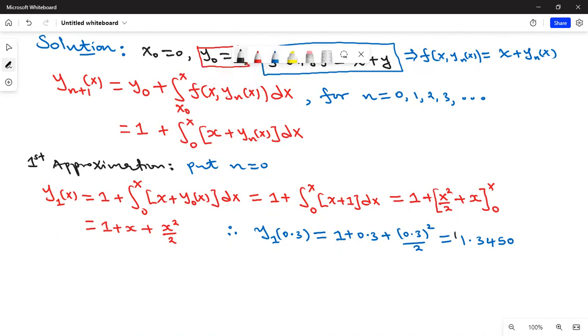So proceed to find the second approximation. You see, we want to know whether this approximation will converge to a constant value. If not, continue iterating. So write second approximation.